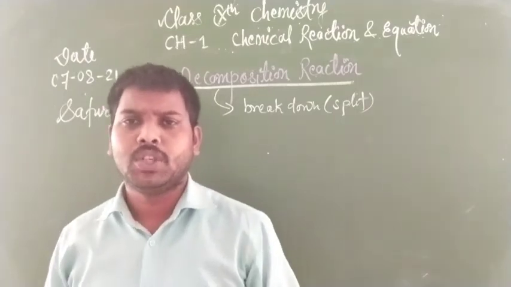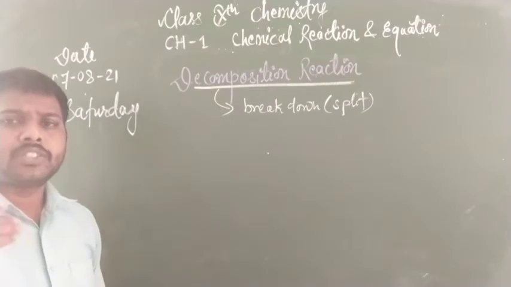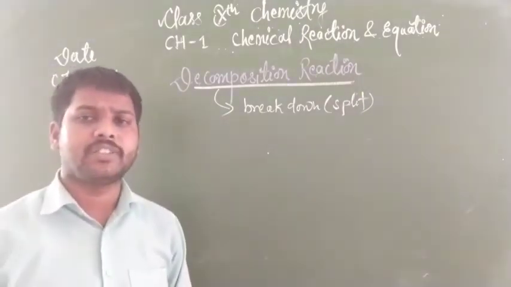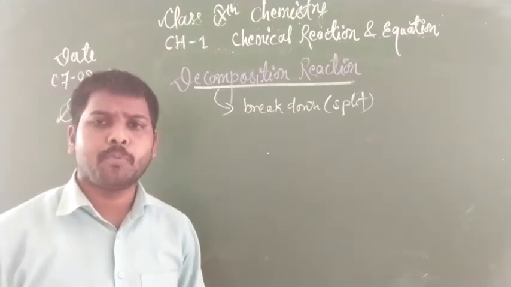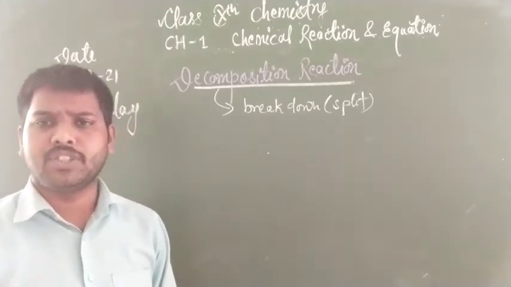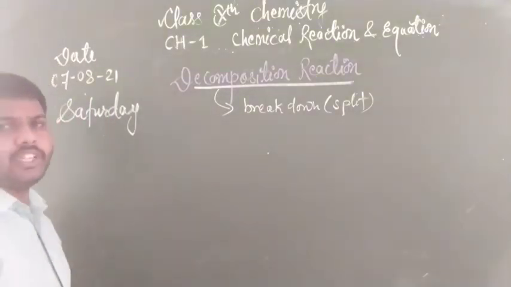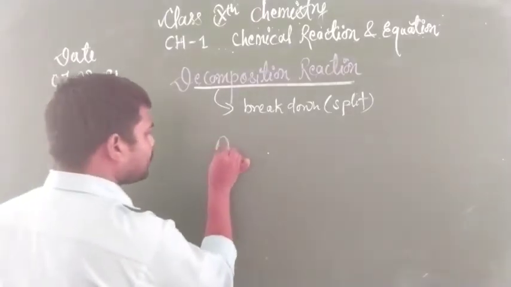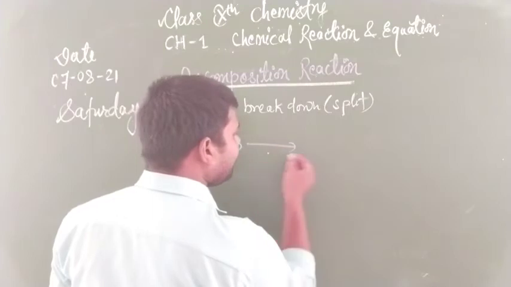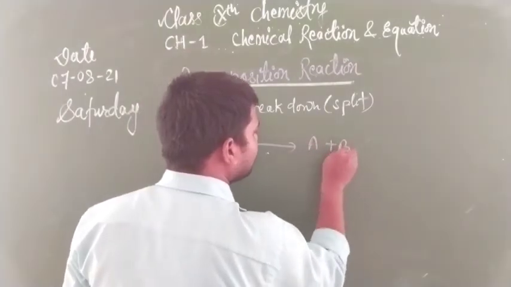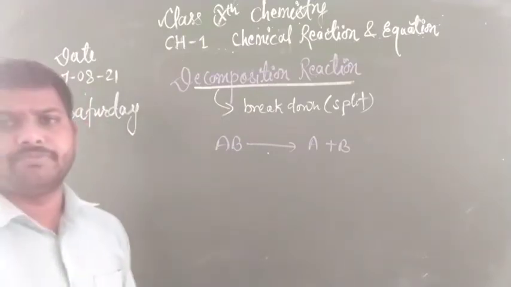decomposition reaction. So it is defined as the reaction in which a single compound, a single reactant, is divided, or you can say broken down, into two or more parts, then this reaction is known as decomposition reaction. So symbolically, suppose AB is a single compound. If it breaks and gives two products, then this reaction will be known as decomposition reaction.